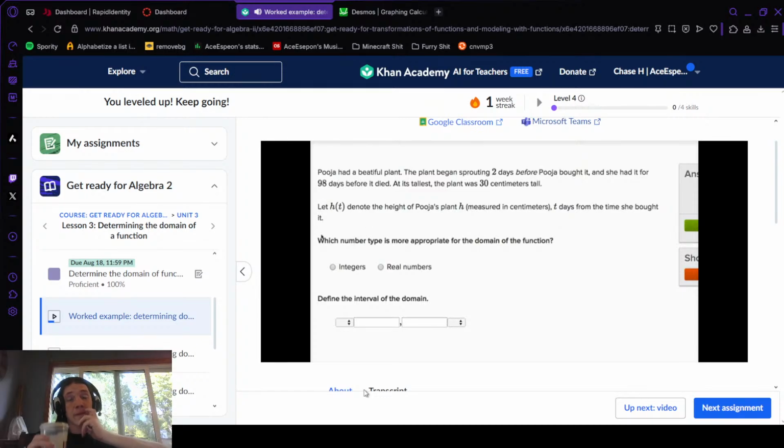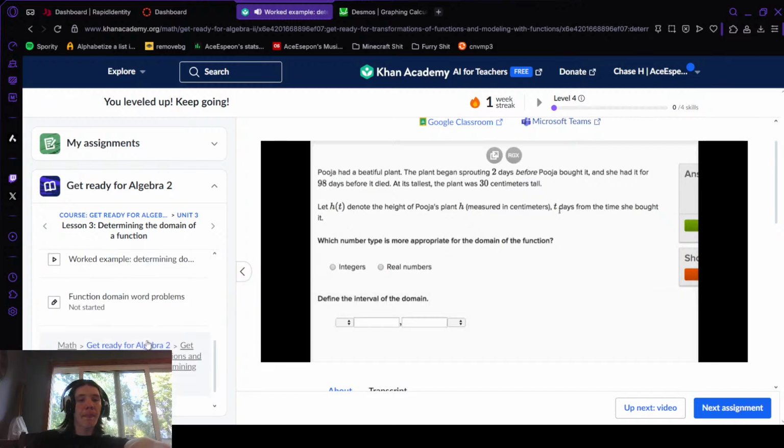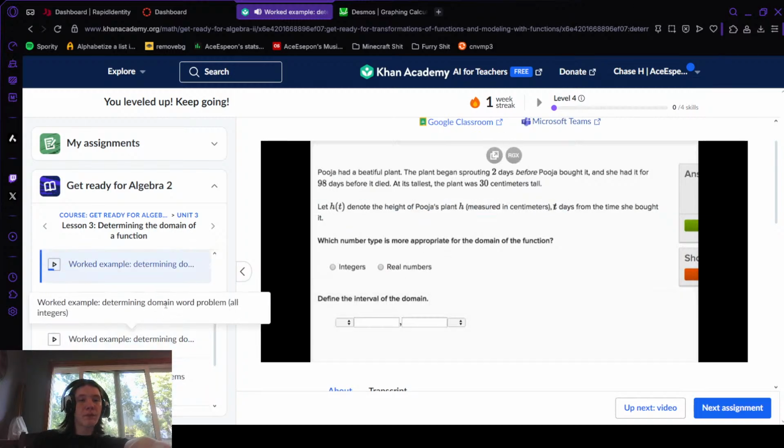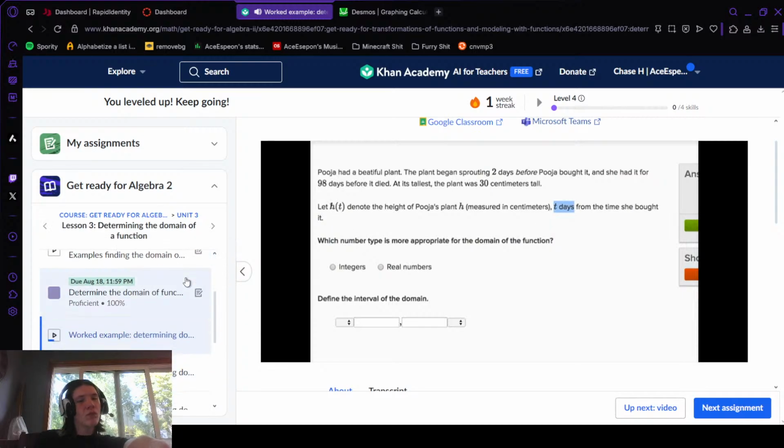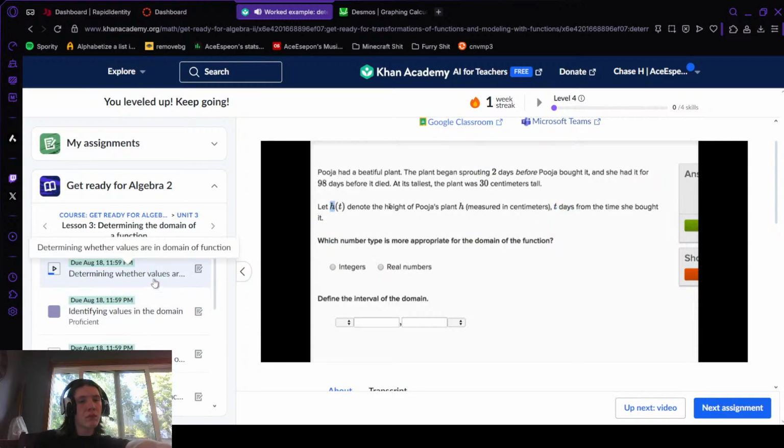time she bought it. Which number type is more appropriate for the domain of the function? And they tell us whether it's integers or real numbers. So we just have to remind ourselves, the domain of a function, that's the set of all of the inputs for which the function is defined. And the inputs here, these are t, and it represents days. And if I input t, the number of days, into the function h, it'll output the height of the plant.